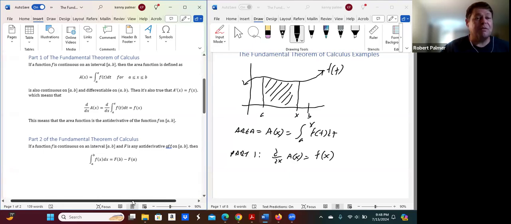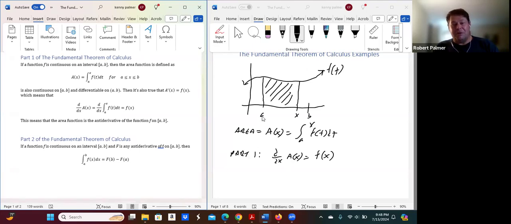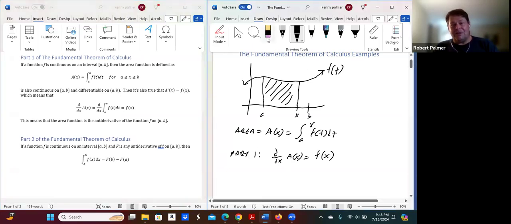So if you want a proof of this, how it actually works, you can look up the proof of this on the internet. You can find other videos, other information about that, just to show you how it works. Now, part two is the one we're actually going to use more often. You're going to see more often. And that is the one that actually shows you how to find the value of the antiderivative.